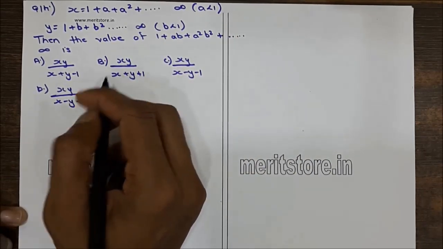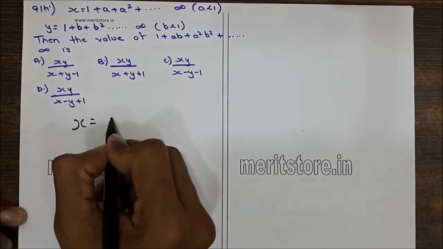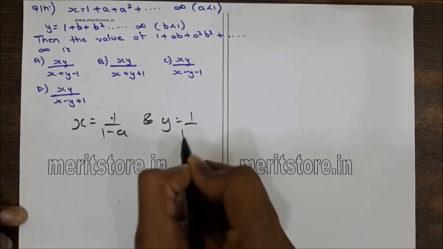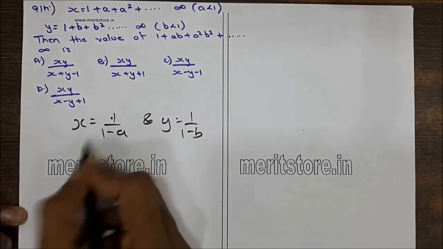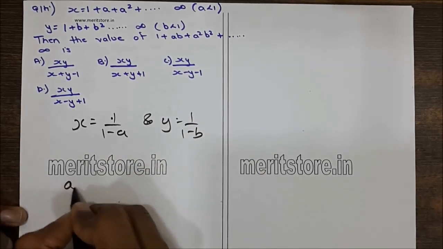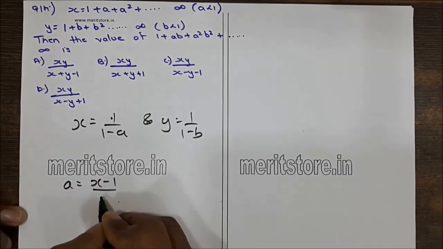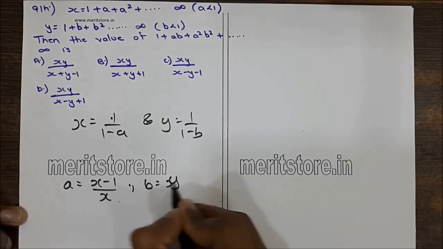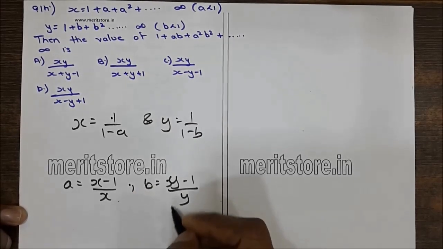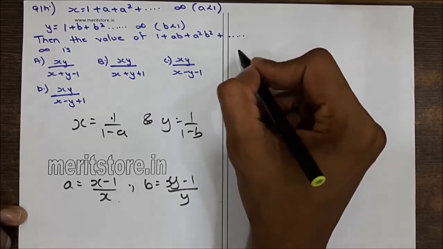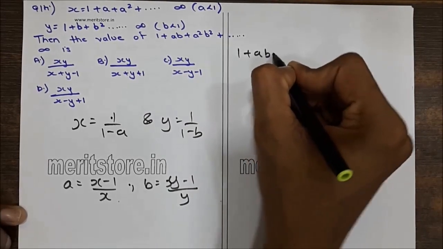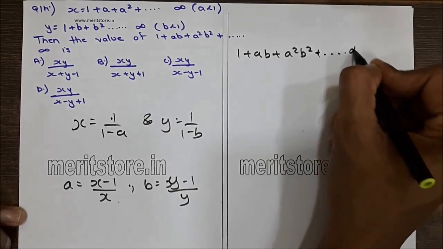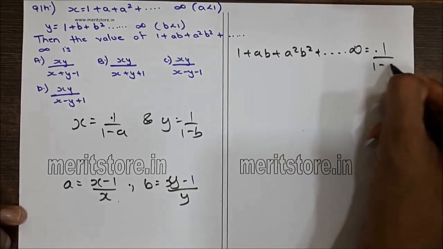Since the series is in GP, we can write x = 1 / (1 − a) and y = 1 / (1 − b). We make an adjustment, and we get a = (x − 1) / x and b = (y − 1) / y. So we have the series 1 + ab + a²b² + ..., which tends to infinity, equal to 1 / (1 − ab).